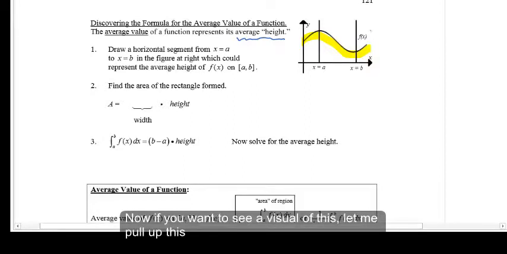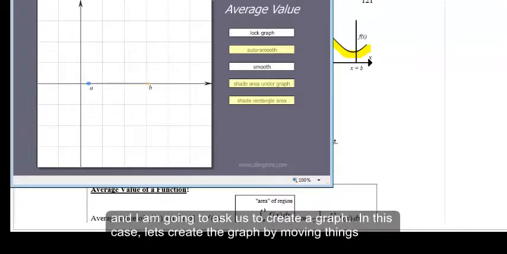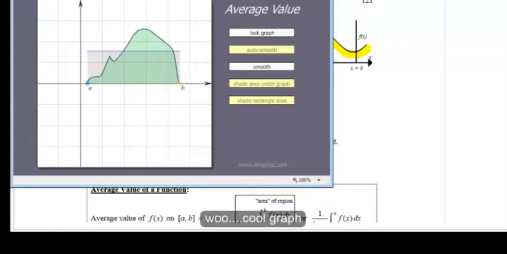Now, if you want to see a visual of this, let me just pull up this here. I'm going to ask us to create a graph. And in this case, let's just create a graph by moving things.